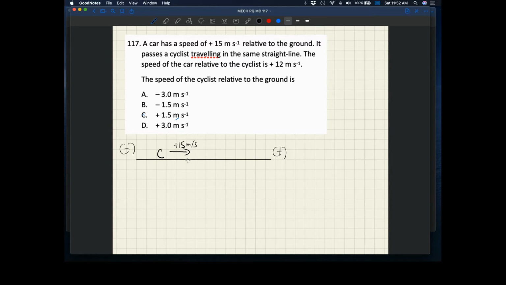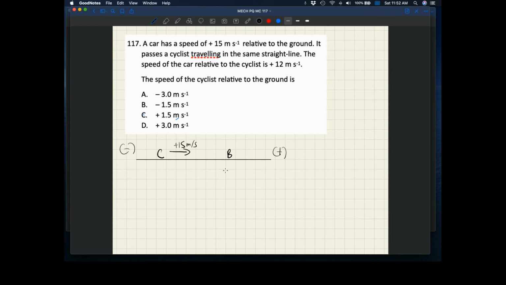It passes a bicyclist. So if the car is headed to the right and passes the bicyclist, the bicyclist must be on the right side, the positive side. The speed of the car relative to the cyclist is 12 meters per second. So in other words, the bicyclist, when they're looking at the car, thinks the car is traveling at 12 meters per second. It thinks it's traveling more slowly than it really is. So what we want to know is how fast is the bicyclist going? And we're given 4 different choices.